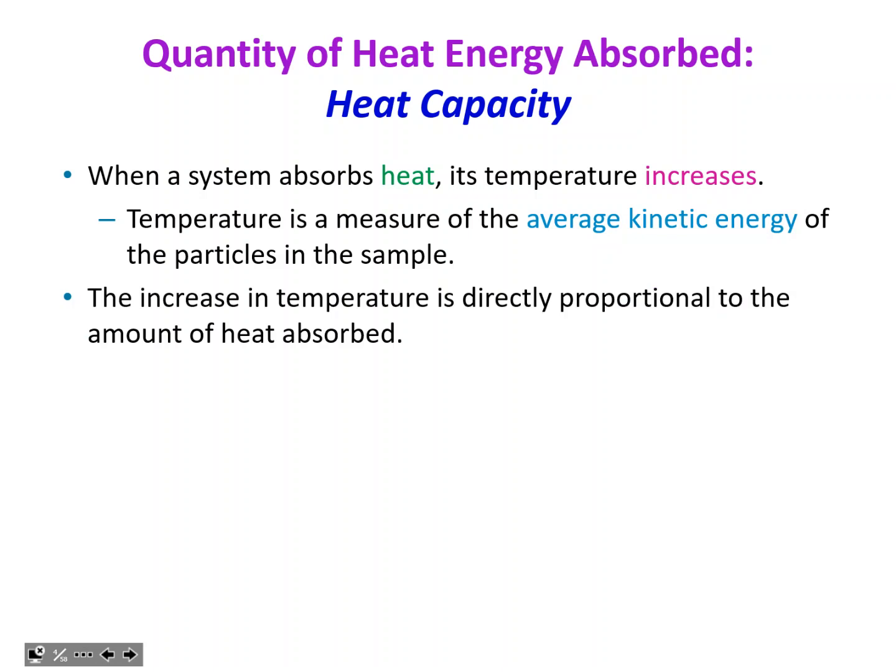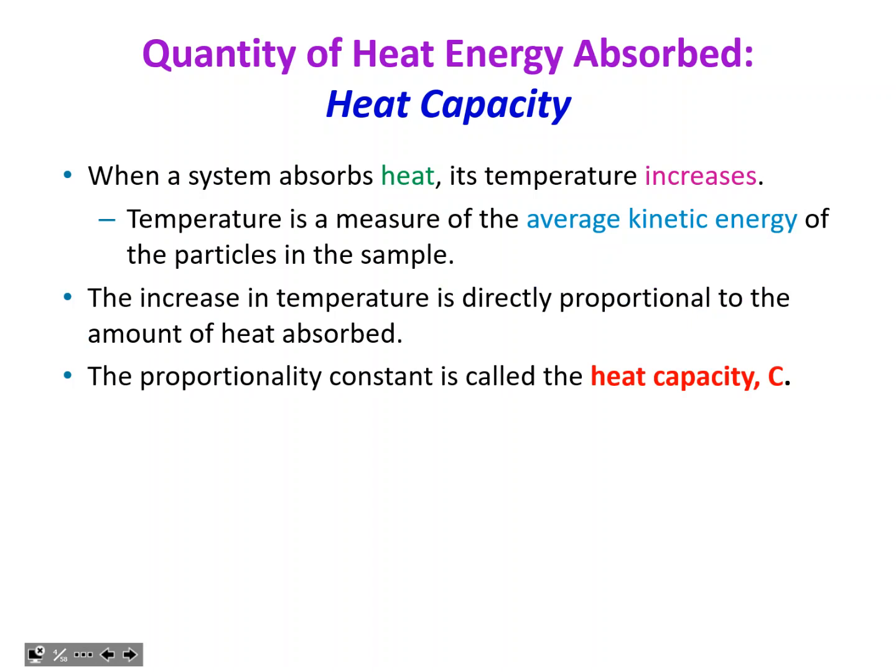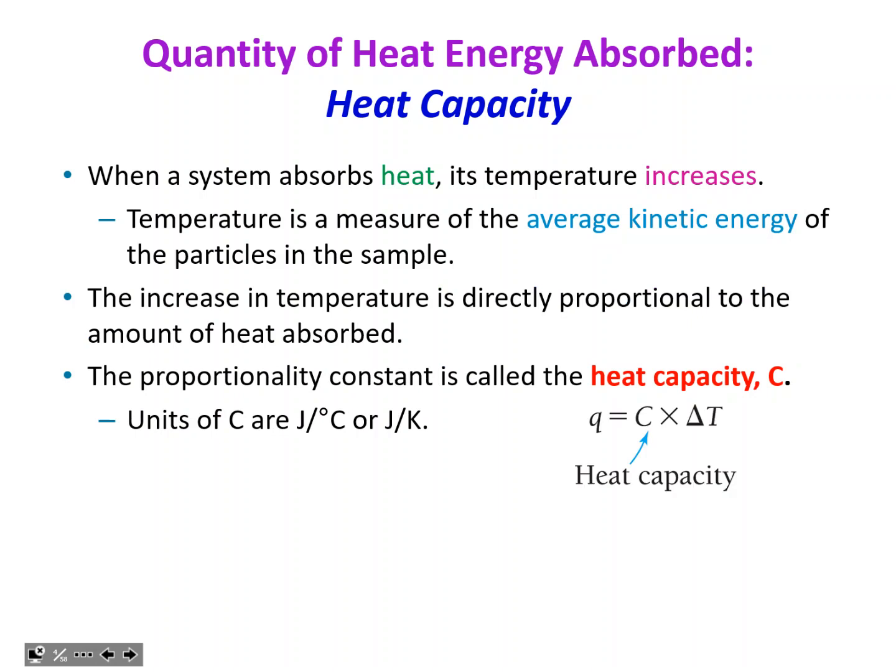Increase in temperature is directly proportional to the amount of heat absorbed. So the proportionality constant is called the heat capacity, or C. Units of C are joules per degree Celsius or joules per Kelvin. We can use either scale here, and you'll see them both as Kelvin or Celsius.